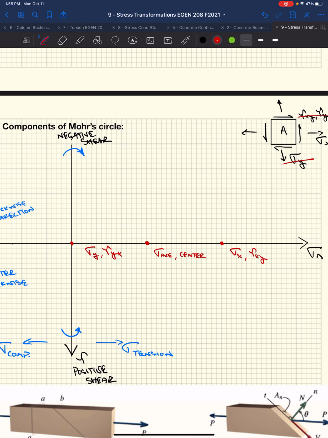Radius is based on normal and shear stress, essentially the hypotenuse, if you were putting a dot up here. So this allows us to draw this big circle here.